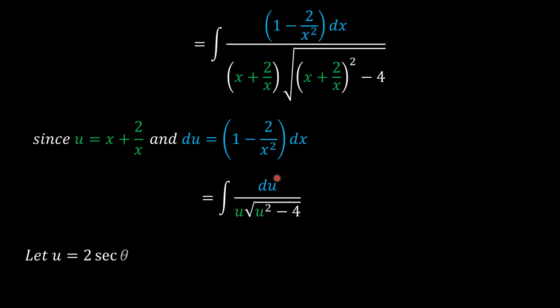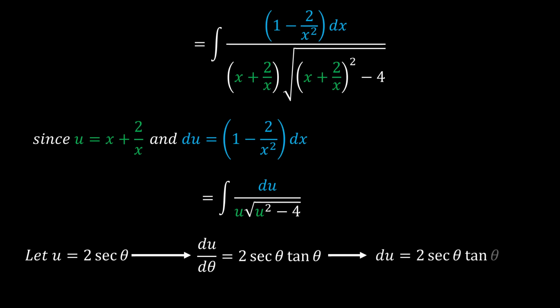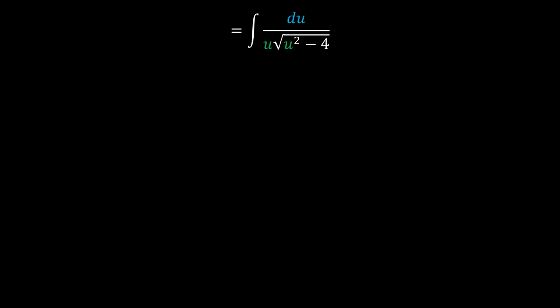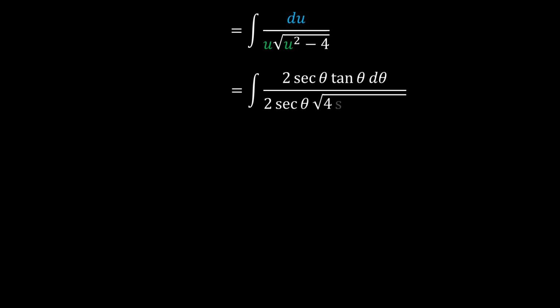So with that in mind, we can also go forward and do a further substitution by saying let u be equal to 2 secant theta, meaning that du d theta is equal to 2 sec theta tangent theta. And so we can substitute du with 2 secant theta tan theta d theta. And u is 2 secant theta, so u squared minus 4 is 4 sec squared theta minus 4.